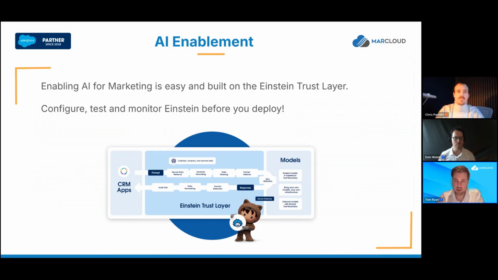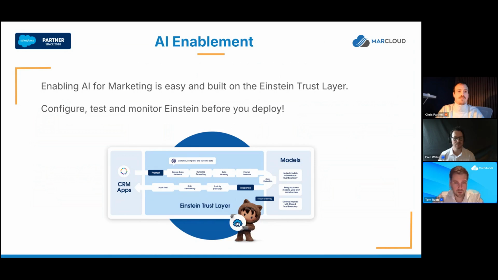So dynamic grounding, that's where you can use real CRM data to actually make your prompts more relevant. Data masking protects the data so it doesn't leave the system. Prompt defense, so no one can actually manipulate the requests and the prompts that go in. Zero retention, really, really key one. Nothing is saved outside of Salesforce, so nothing leaves the system. So there's no risk of data leakage, etc.